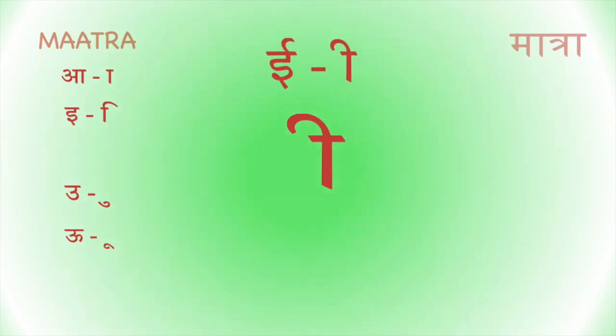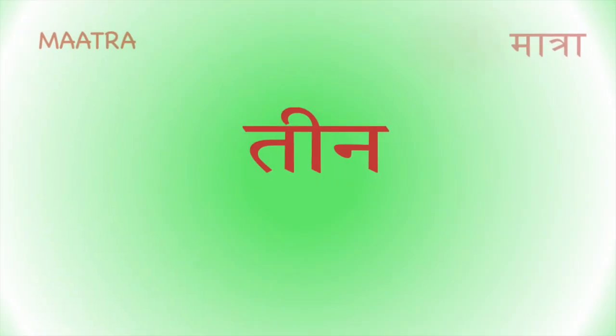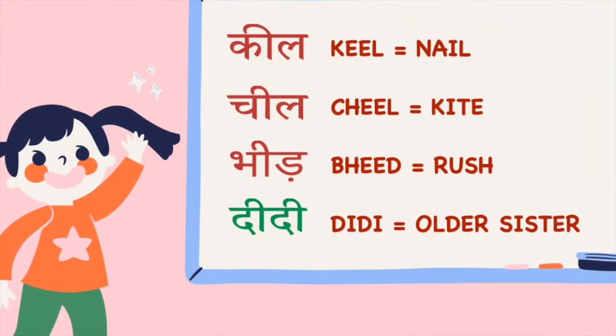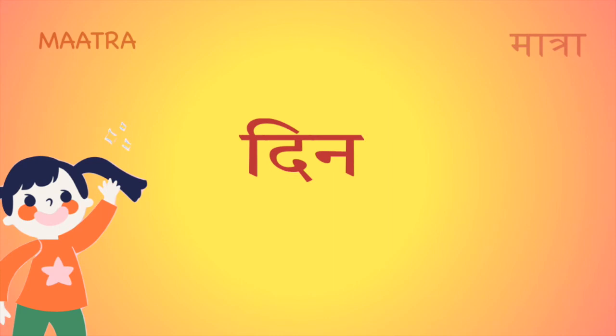Did you hear the long sound tee? Yes, when you hear that long sound, it's the badi e ki Maatra, big E, you can say it. So teen has the badi e ki Maatra in the first letter t. Let's look at some more words. Keel, cheel, and this cheel is the flying bird, okay? Bheed, and the last word, didi, has the badi e ki Maatra in both the first and the second letter. Didi.